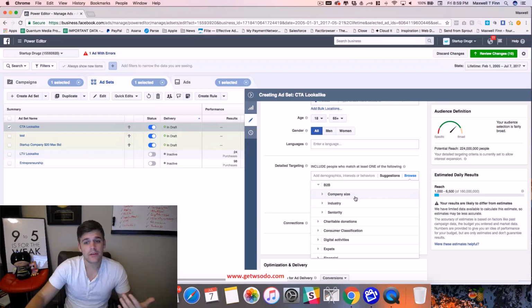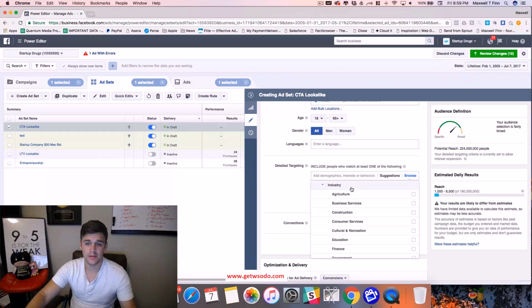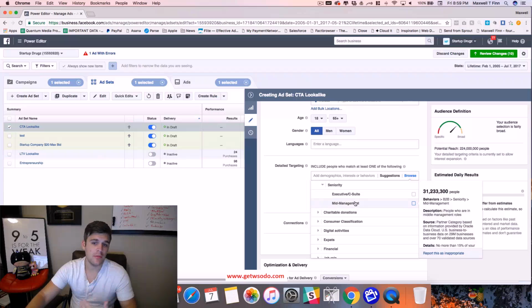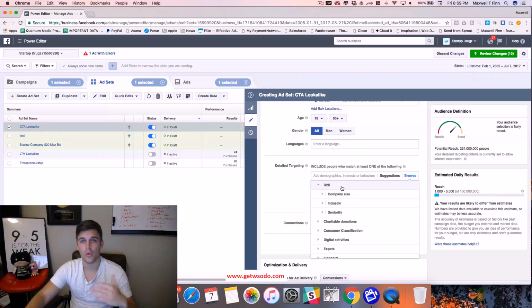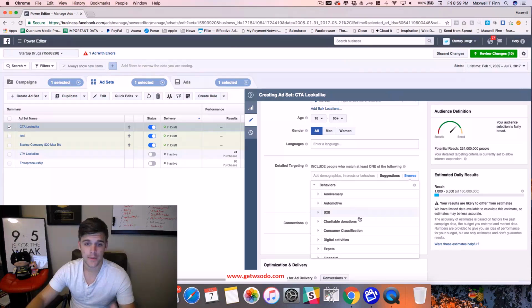Then we have B2B. So are you a B2B company? What industry are you in? Agriculture, business services, construction? What's the size of your company? Are you C-suite, mid-management? So knowing where the person is in the company architecture or hierarchy.